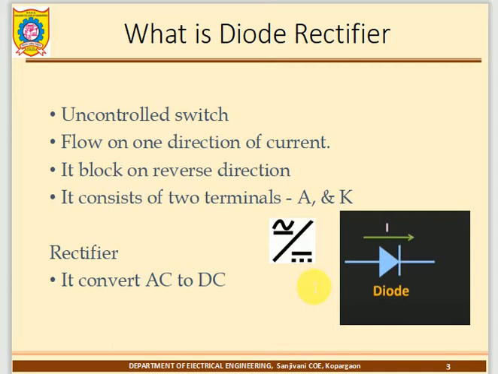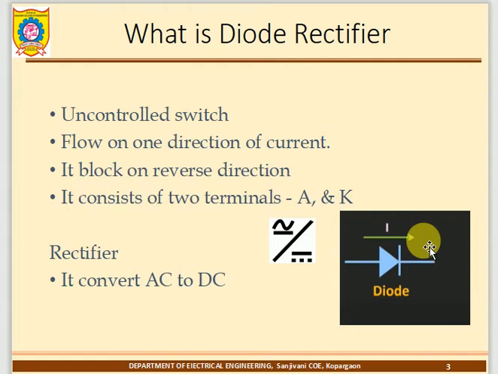It is on when power flows from anode to cathode. How many terminals does it have? Two terminals: one side is the anode and the other side is the cathode. When power flows from anode to cathode, following the arrow mark, the current flow is permitted. This is called forward bias.